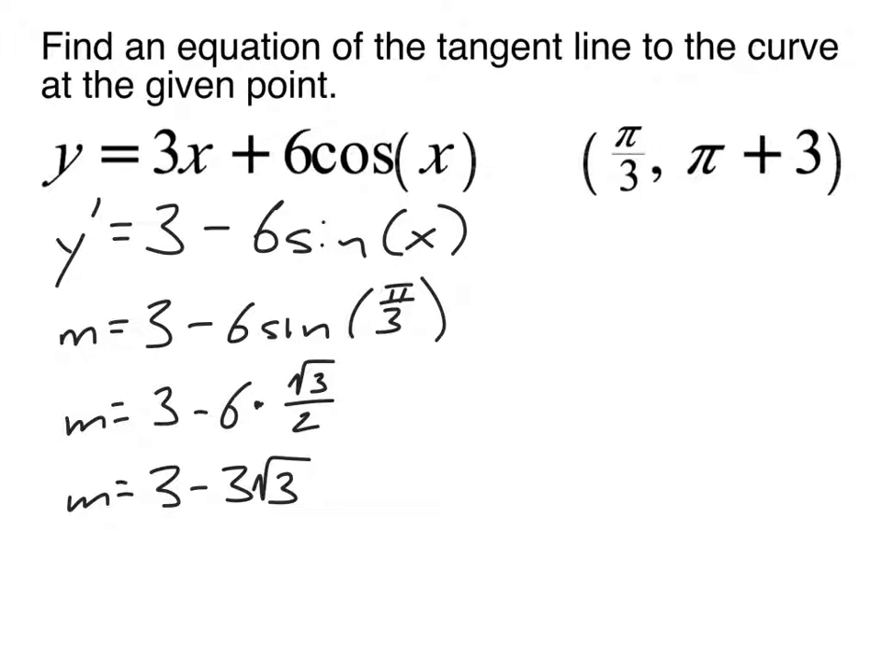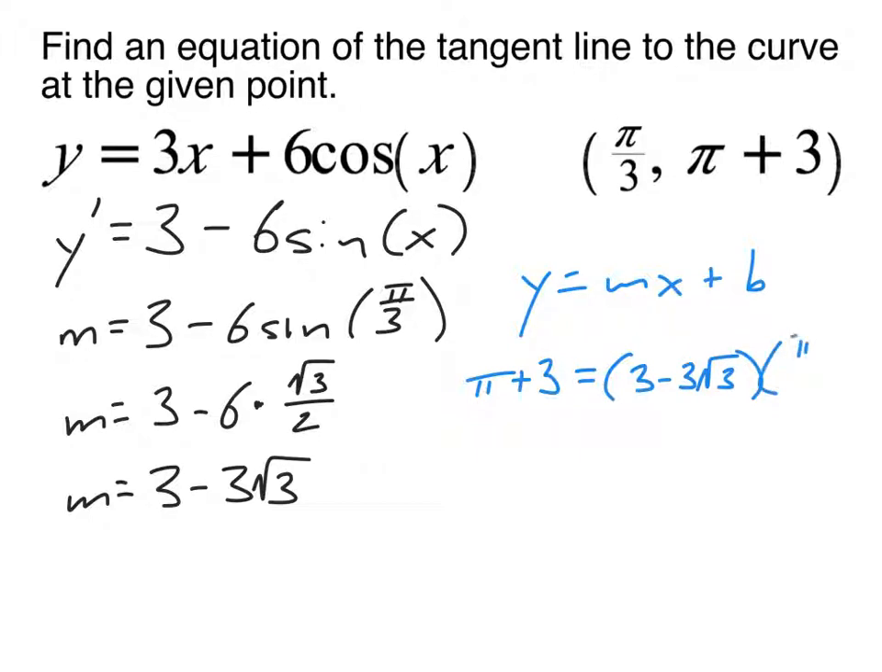But now that I know that, I can go ahead and find my general equation. To write our general equation, we're going to go to y equals mx plus b. My y coordinate is pi plus 3. That equals m, my slope, so that's 3 minus 3 root 3, times x, which is pi over 3. Then that's plus b. All right, so solve that for b.